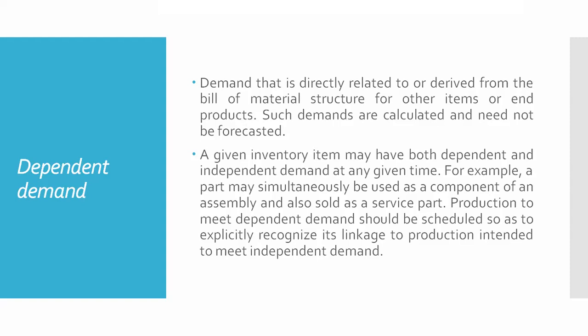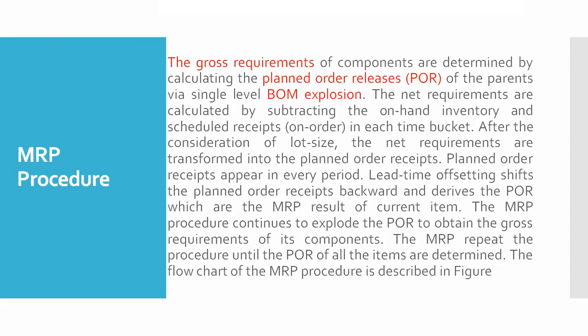So for example, a part may simultaneously be used as a component of an assembly and also sold as a service part. So production to meet the demand should be scheduled so as to explicitly recognize its linkage to production intended to meet independent demand.